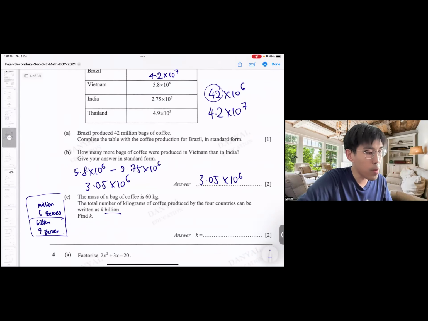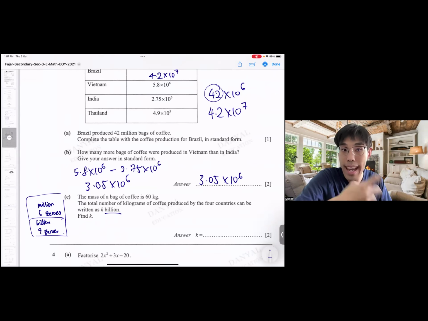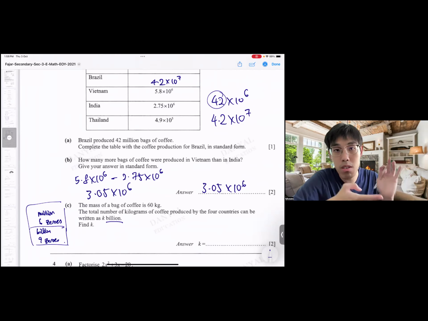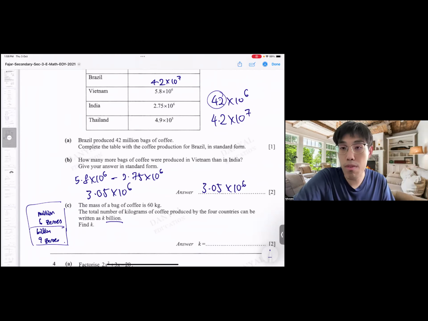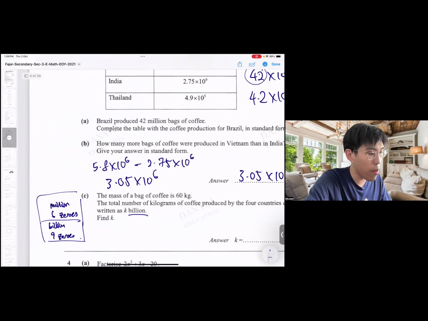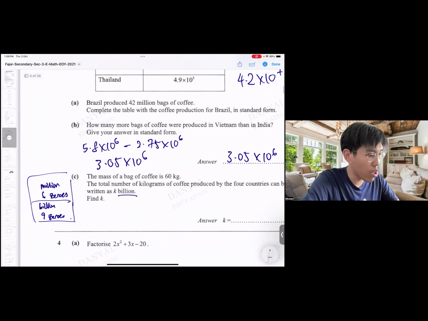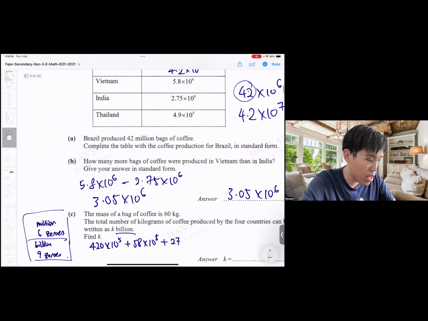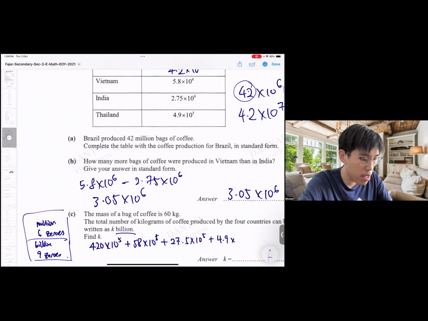Okay. Produced by 4 countries. A few things we can do. Number one, we need to add up all the number of bags first. So you can see you got 10 to the power of 7, 10 to the power of 6, 10 to the power of 5. So change everything to 10 to the power of 5, easier for you. Okay. So 4.2 times 10 to the power of 7 will be 420 times 10 to the power of 5. And then we do 58 times 10 to the power of 5. Then we do 27.5 times 10 to the power of 5. Followed by 4.9 times 10 to the power of 5.